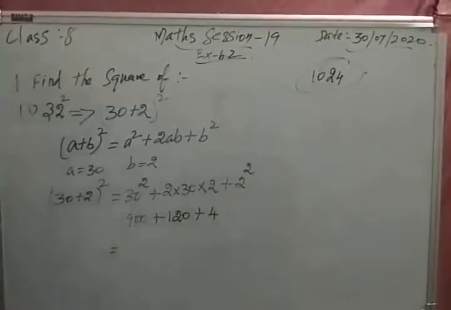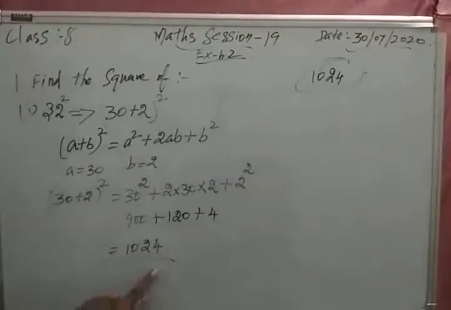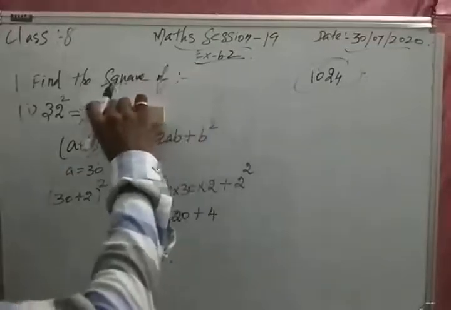Finally, if you add these things, what will come? 1024. Did you get the same answer, yes or no? Instead of multiplying, we can do it like this. With this identity we have to do it. Same like that for the second question.